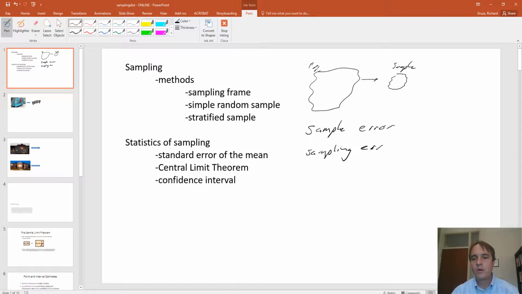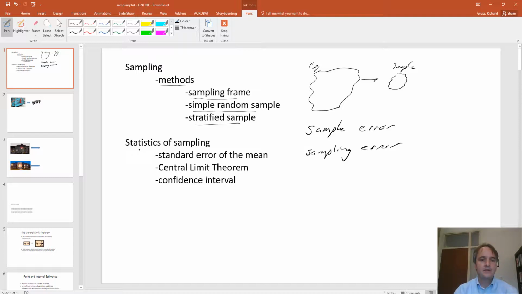So what I want to do in this video is to take a look at, first of all, the kind of methodological issues that go along with sampling, and talk about just a few things you should definitely be familiar with in terms of procedure. What is a sampling frame, and the difference between a simple random sample and a stratified sample.